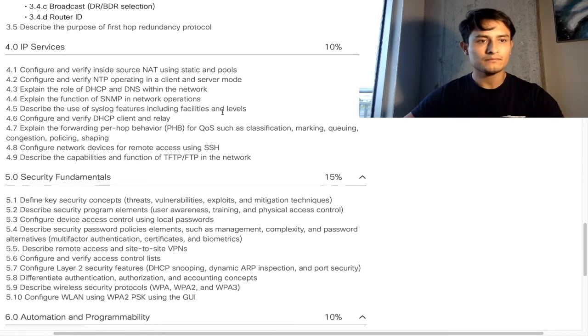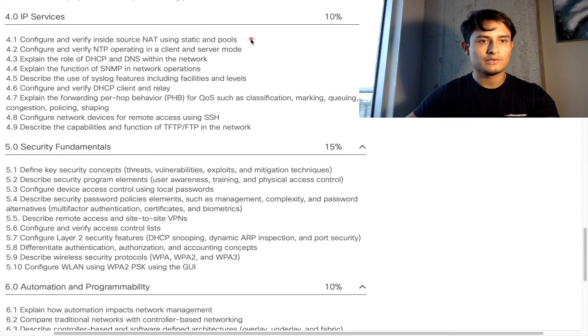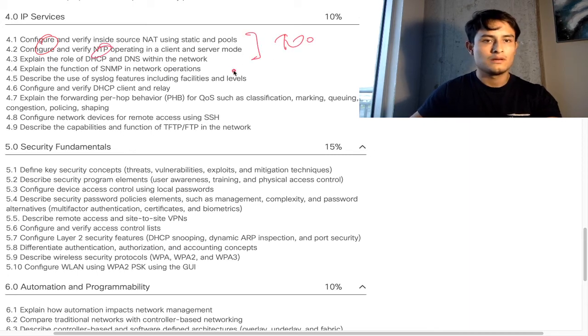Okay. IP services, NAT, you need to know how to configure NAT. Okay. Configure and verify NTP. Yeah, you need to know NTP 100%. Yes, you need to know this. Explain the function of SNMP. You need to know this. This not too much. No, you don't really need to know, just fundamental. I'm just gonna put an F here, okay, for fundamentals. Yes, you need to know what this is.